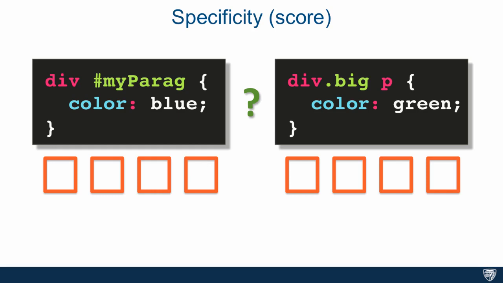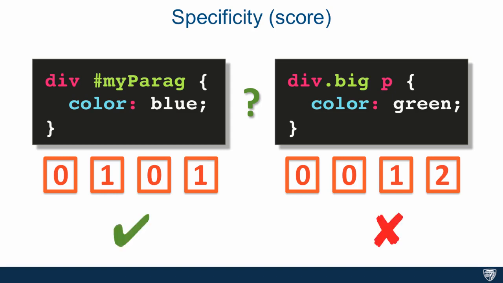The one on the left is not using the style attribute, so we know that gets a 0. It does use an ID attribute, so that gets a 1. There is no class, so that's a 0. And the number of elements is 1, so that gets a 1. So the final score of the left is 101. On the right, likewise, we're not using the style attribute, so that gets a 0. We're not using an ID attribute, so that gets a 0 again. We're using one class, so that gets a 1, and we're using 2 elements, so that gets a 2. So the score is 101 versus 12. So obviously the one on the left wins, and the text color of our paragraph will be blue, not green.